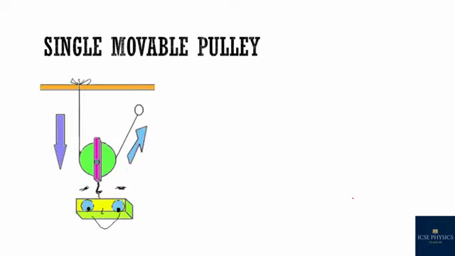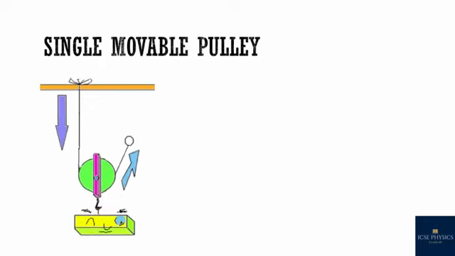Now coming to the single movable pulley. What is a single movable pulley? It is the one whose axis of rotation is movable. As you can see here, the axis of rotation is movable. This one is known as a movable pulley.